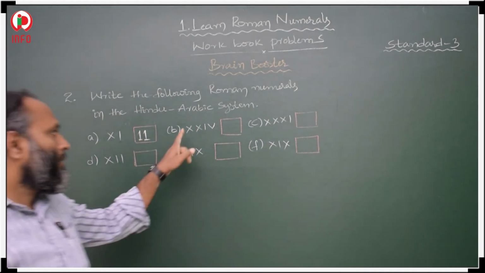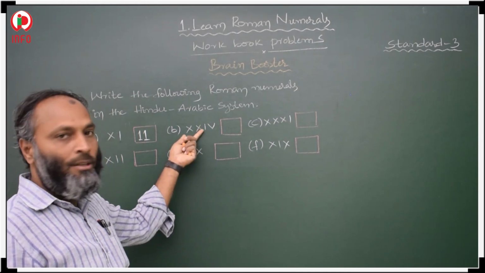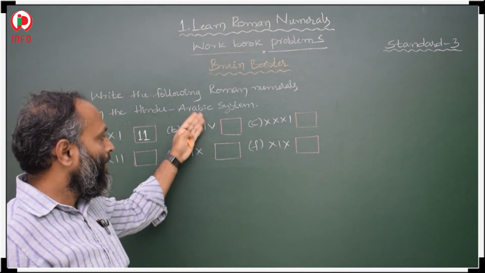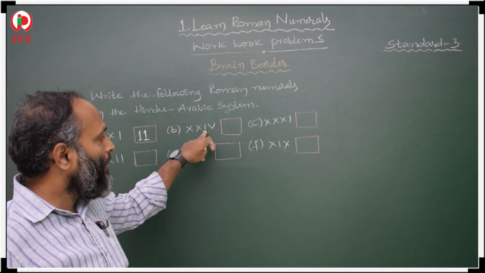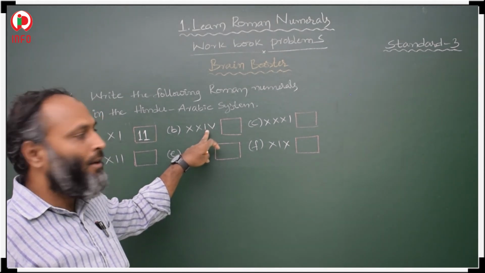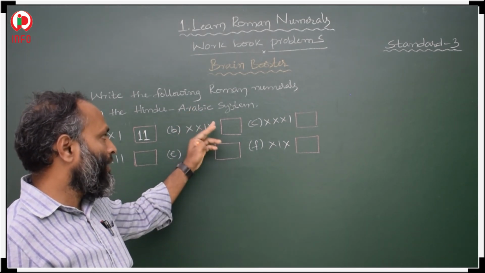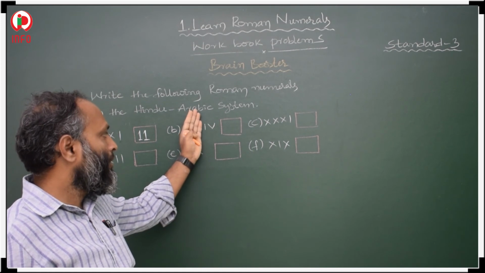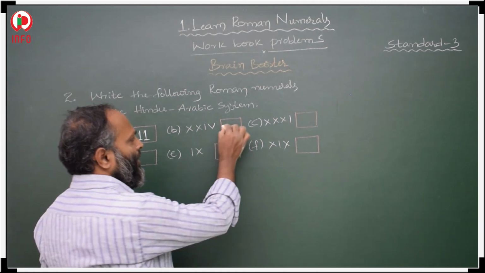Now 10 plus 10, repeated Roman numeral, 10 plus 10, 20. This is 20, and here I means 1, V means 5. So the smaller Roman numeral is on the left side of a bigger Roman numeral, so minus. 5 minus 1, that is 4. 20 plus 4, 24. Here 24.